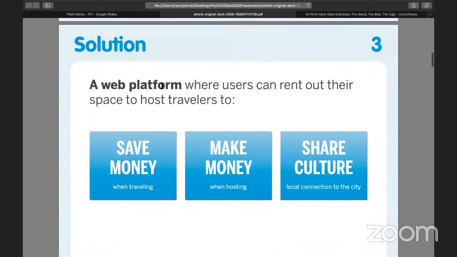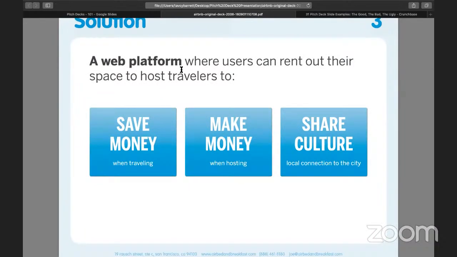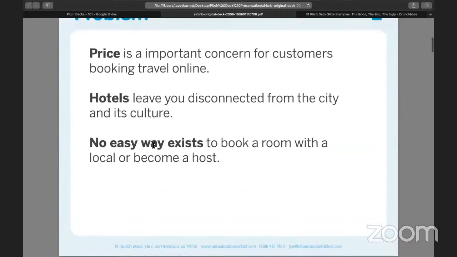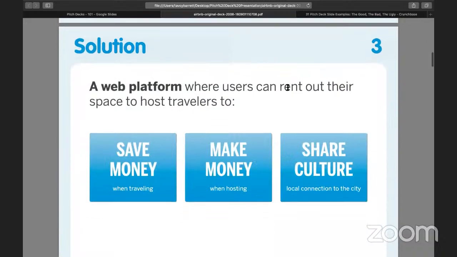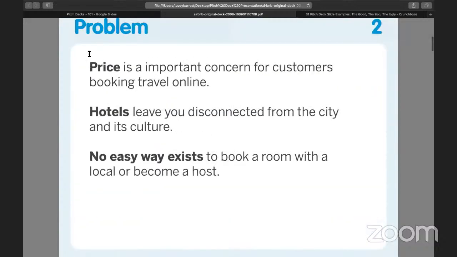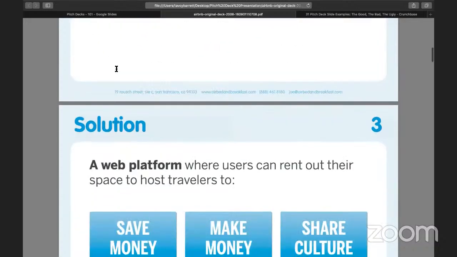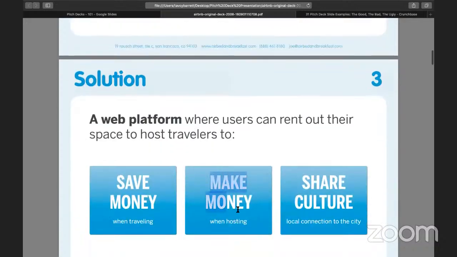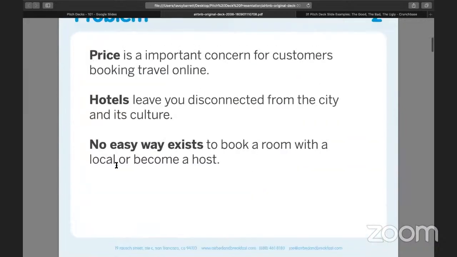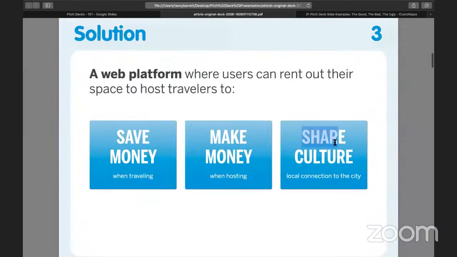So the solution here, in a simple way and connected directly to the problems, is a web platform where users can rent out their space to host travelers to save money when traveling, which is connected to the price. Make money when hosting, which is connected to there not being any way for locals to host persons, and share culture, local connection to the city.